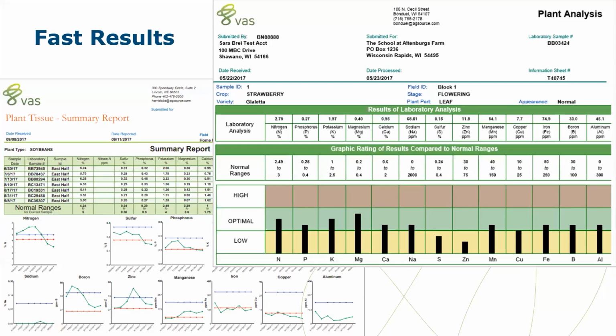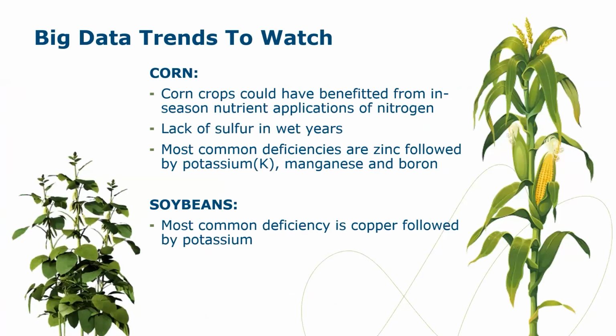Quickly, your lab results will be mailed to you, emailed to you, or posted on your iLine account. Based on your sampling report, you will have either one sample on it or multiple samples in your summary, depending on how many you took. From the big data at the lab, here are some of the trends we've noticed that you should watch out for in your samples when you check your crop this year.